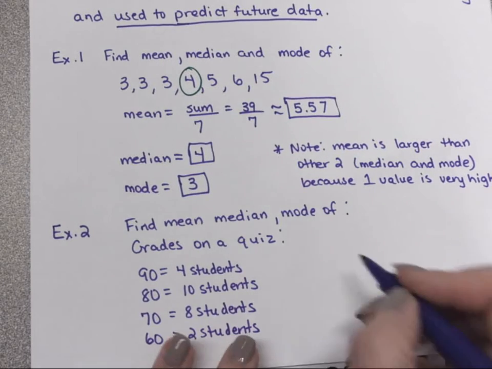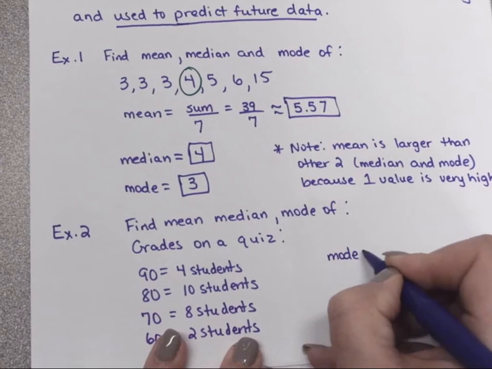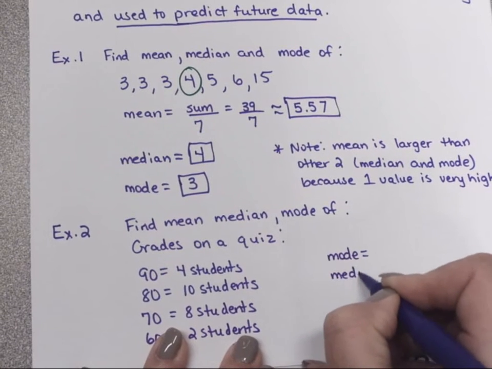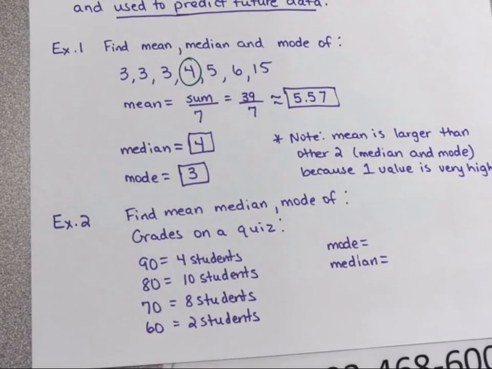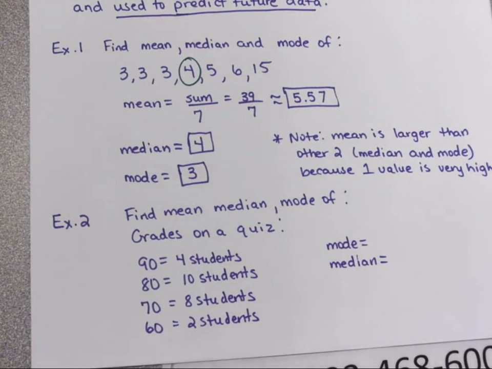Okay, so I'm going to start with the mode and the median because I think those are easy. The mode in particular is easy, right? The mode is just the most frequent value. So what's the most frequent grade on this quiz? 80.